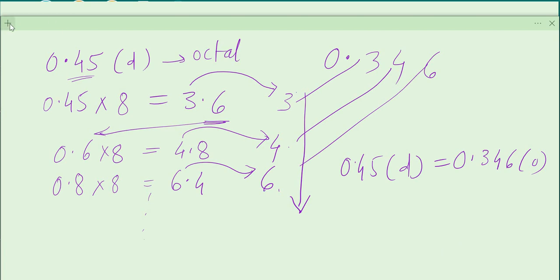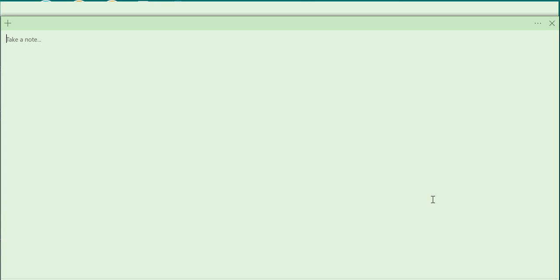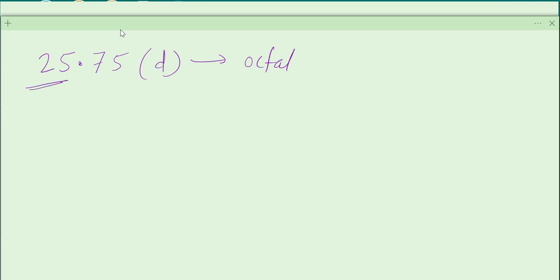Now let's consider one combined number, integer plus fraction. Take some decimal number, say 25.75. Convert it into octal. So let us separate the integer part and the fraction. For the 25, divide by 8.